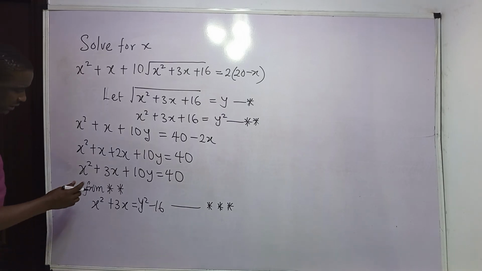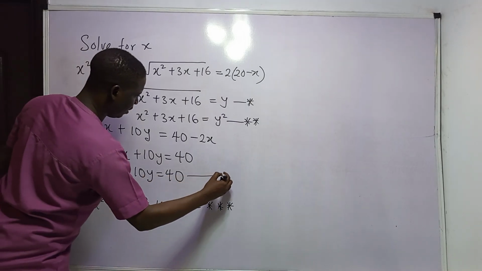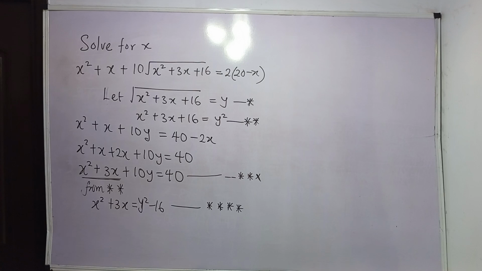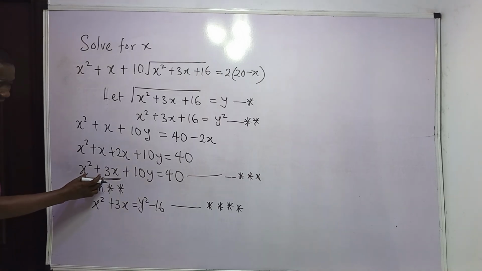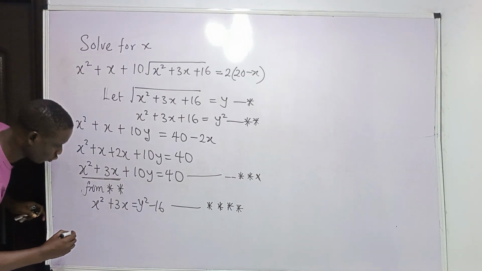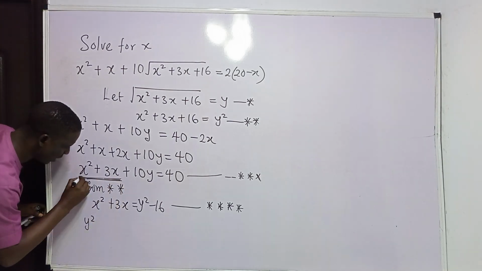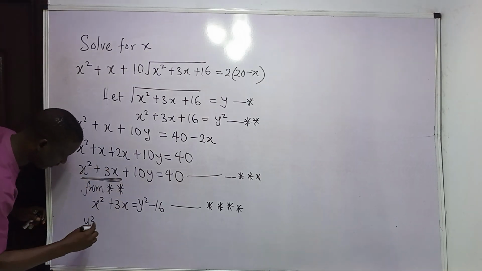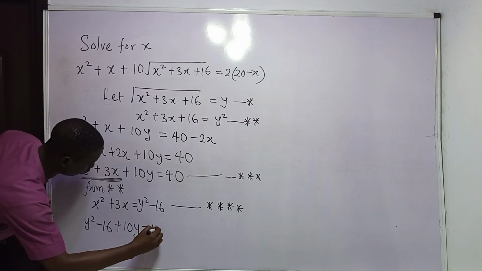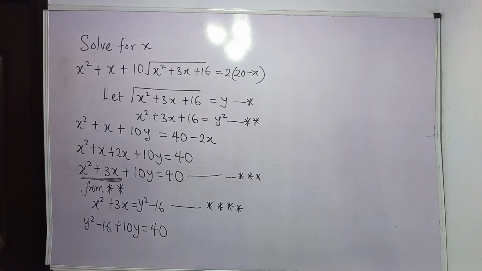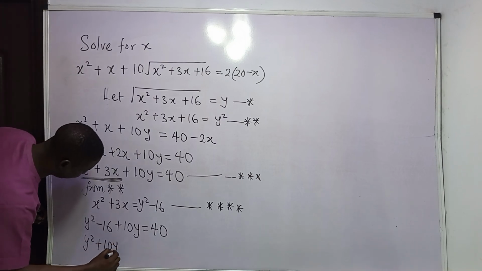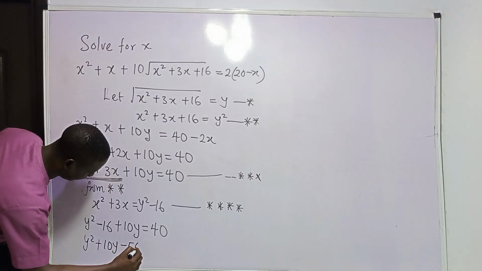Now, in place of x squared plus 3x in the other equation, let us place our y squared minus 16. That means we are seeing something similar here. So let's replace everything with y squared minus 16 plus 10y equals 40. If you do that correctly and rearrange, we are going to have y squared plus 10y minus 56 equals 0.